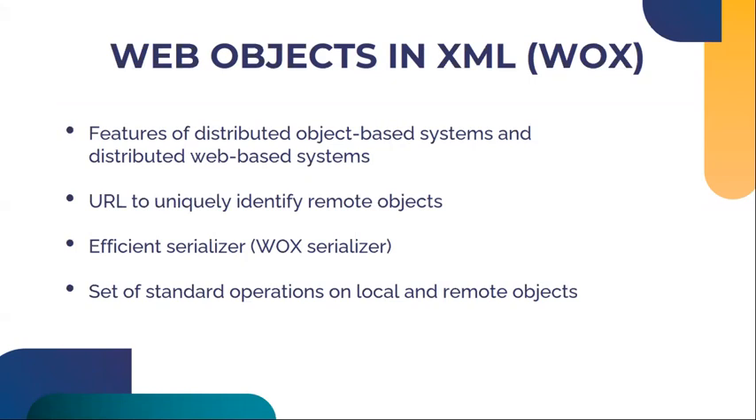WOX uses an efficient serializer called WOX Serializer, which is the basis of the framework for serializing objects, requests, and responses exchanged between clients and servers. This serializer is an independent XML-based library, which is capable of serializing Java, C#, PHP, and Python objects to XML and vice versa. WOX has a set of standard and special operations that are applied on local and remote objects.